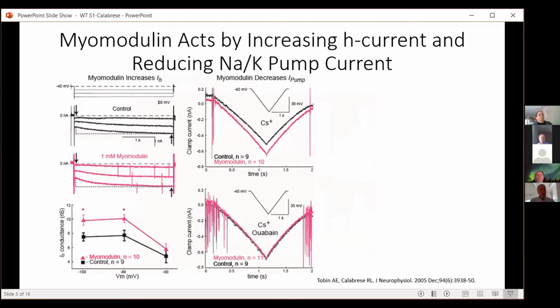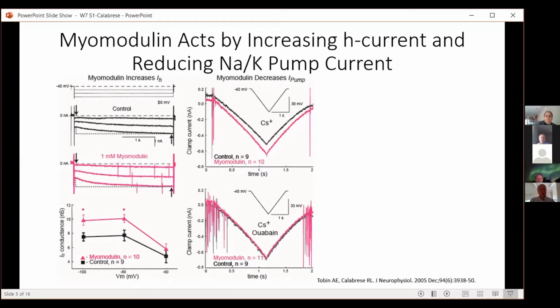What causes this? Anneliese Tobin, who did this work, and you can see the reference below, looked at all kinds of different currents in these cells to see what was modified. She found that the H current, which is active during the inhibited phase of the rhythm, is enhanced by myomodulin. And that's shown at the left.